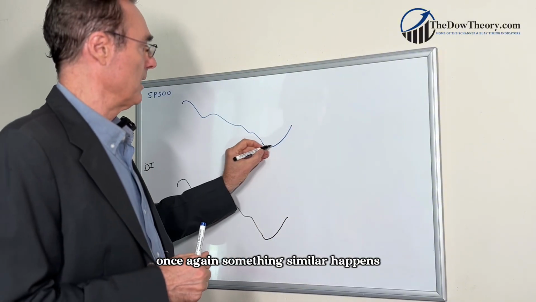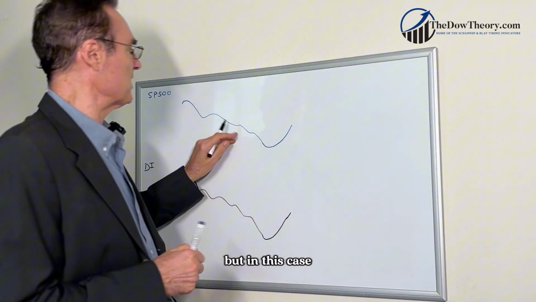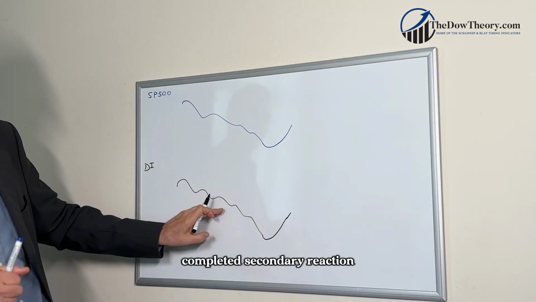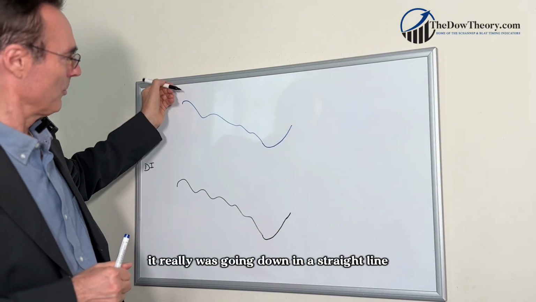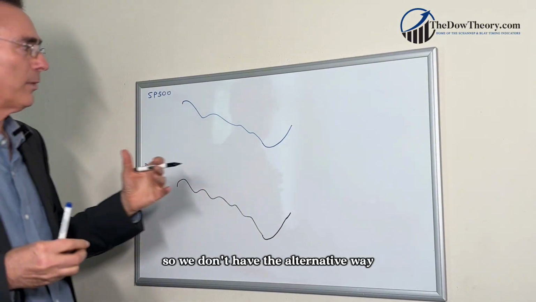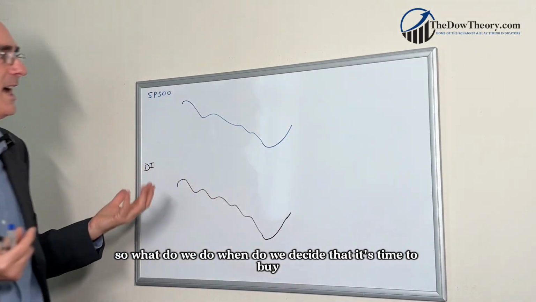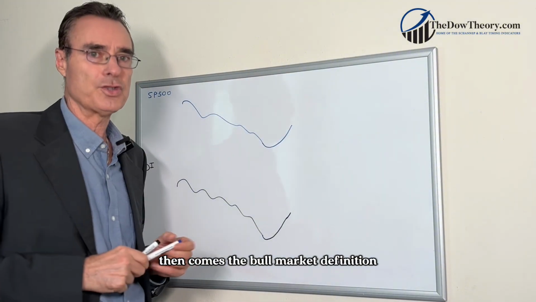No, once again, something similar happens. The market starts to go up, but in this case, we don't have the highs of the previous completed secondary reaction because, as you can see, it really was going down in a straight line. So we don't have the alternative way we have just explained before. So what do we do? When do we decide that it's time to buy? Then the bull market definition comes to our help.